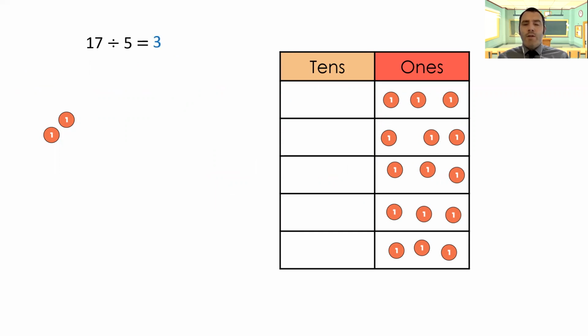We can check this by counting in 5s. We've got 5, 10, 15. We've got 3 5s. And then to get to 17, 16, 17. I've got 2 as a remainder. So there they are, added onto my answer. So if we're looking at a 2-digit number and our first number in that 2-digit number, so our tens number, is not divisible by the number we're dividing by, we need to exchange that into ones.